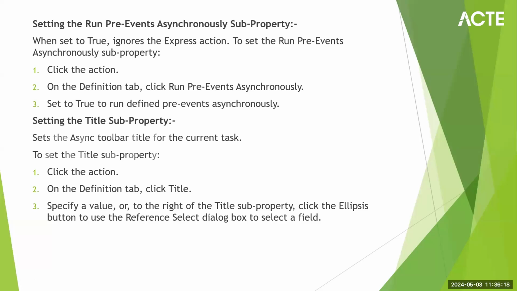Setting the title sub property. How do you set it? Click on the action definition tab, click on the title, and specify a value, or you can map a field which already exists in your manuscript.